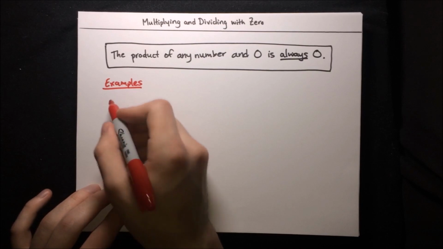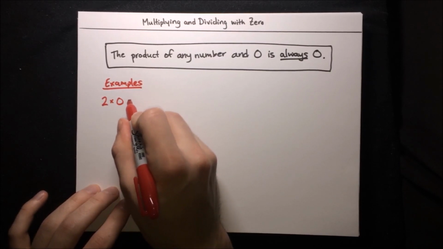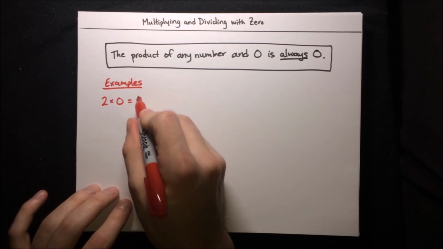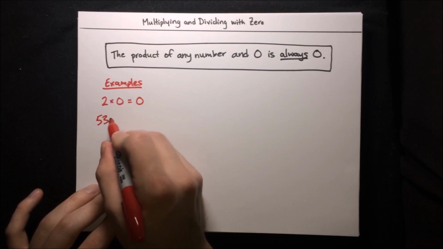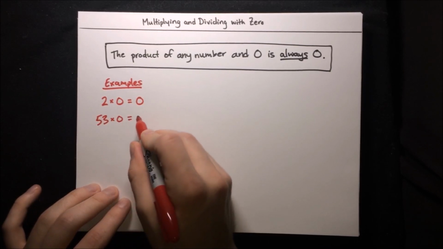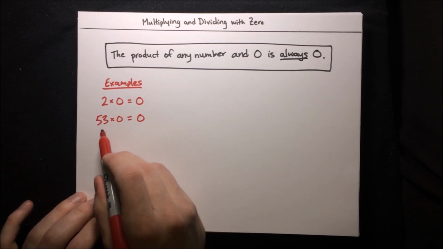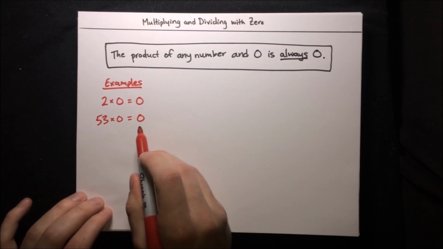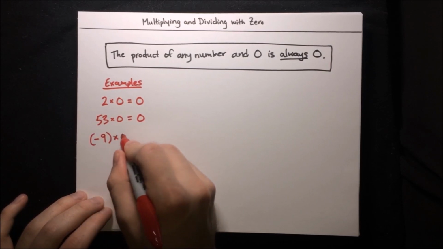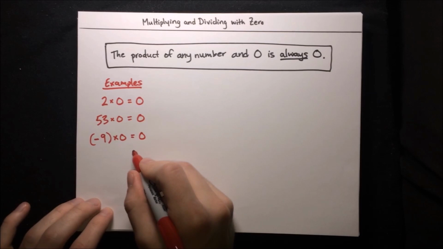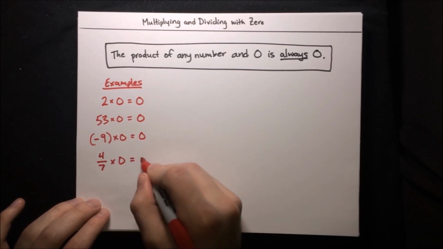So first of all, the product of, say, 2 times 0. Well, any number times 0 is just 0, so 2 times 0 is 0. Likewise, say 53 times 0 is also just 0, because any number times 0 is 0. It doesn't matter what number we have, when we multiply it by 0, we get 0. We could even stick in a negative number like -9 times 0 and we'll still get 0, or we could even put in a fraction, 4/7 times 0, and we'll still get 0.